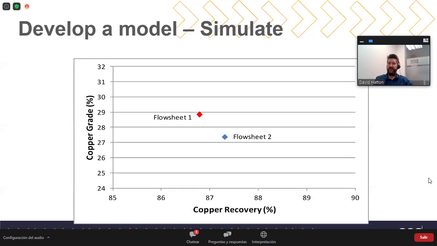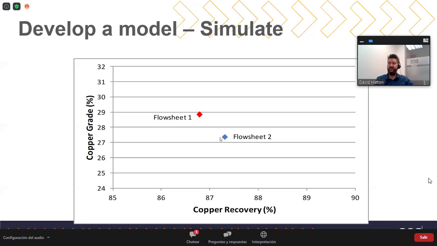So first thing is to develop a model. Paulo showed us a little earlier how we develop a flotation model. Now, assuming we've got a model and we run our simulator, we may get two results like this with flowsheet 1 and flowsheet 2 giving different simulation criteria or different grades and recoveries. How do we decide which is the best flowsheet?